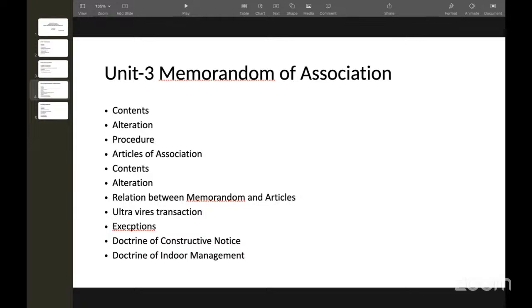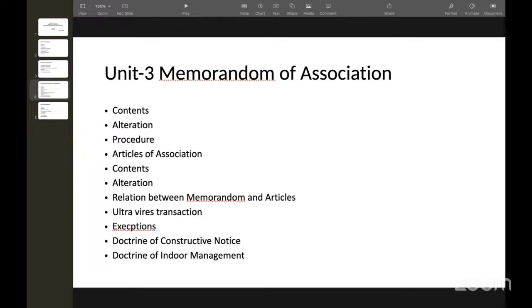The Articles of Association complement the MOA by governing the internal workings and management of the company. While the MOA outlines the what of the company, the AOA focuses on the how. Now the expanded contents of the AOA are: first is governance rules, rules for conducting board and general meetings, quorum requirements and decision-making procedures.